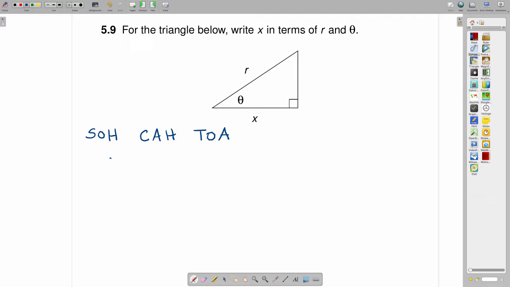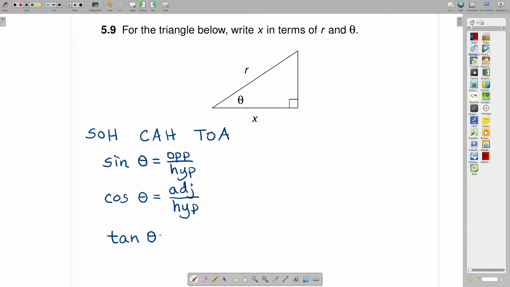What that's supposed to remind you of is that the sine of some angle, which I'll call theta, is the length of the opposite side of the triangle divided by the hypotenuse of the right triangle. And then the cosine of some angle theta will be the length of the adjacent side to the angle divided by the hypotenuse. And finally, the tangent of some angle theta is the opposite side divided by the adjacent side.